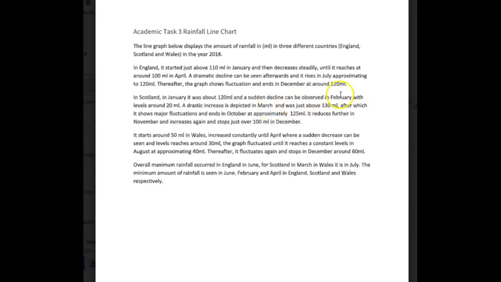I would have preferred here reaching just above rather than and was. Reaching would have been better. So reaching just above 130 ml, after which major fluctuations are shown because, again, the it isn't clear. Ending in April at approximately 125 ml. So do you see what I'm using? I'm using some of these participles, these INGs, to link your sentences together a little better and making it more cohesive and clearer at the same time.